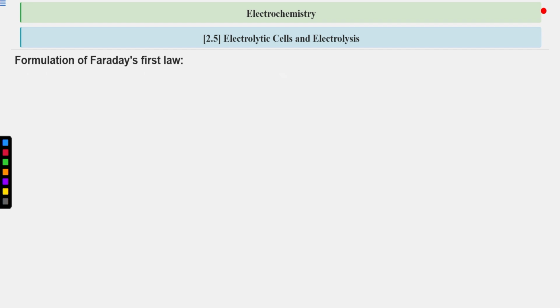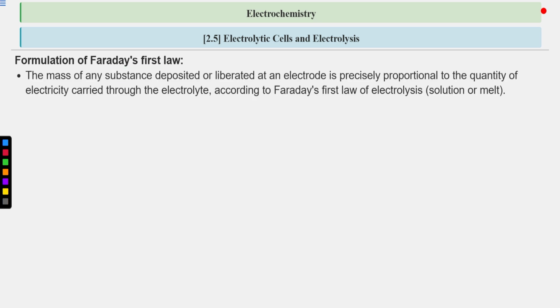Now let's talk about the formulation of Faraday's first law in detail. The mass of any substance deposited or liberated at an electrode is precisely proportional to the quantity of electricity carried through the electrolyte solution or melt, according to Faraday's first law of electrolysis. So this was the statement given by Faraday's first law of electrolysis, right?